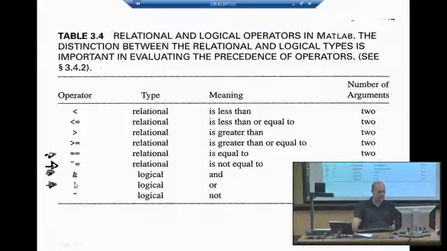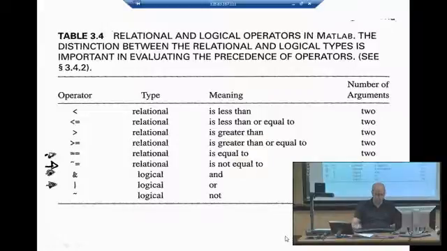This is the and symbol. So you can do, well, is A less than B and B less than C? If we did that, it would only come back true if both statements were true. So if A was less than B but B were greater than C, then it would say false because only one of those statements was true.